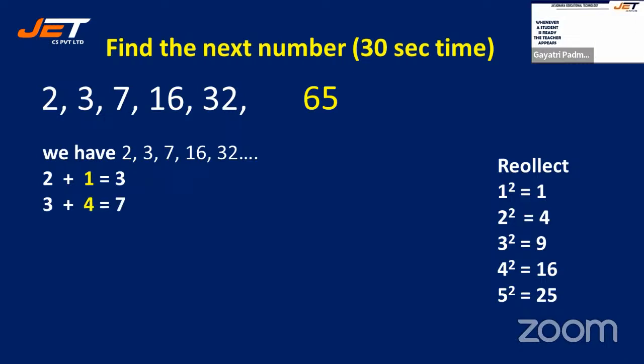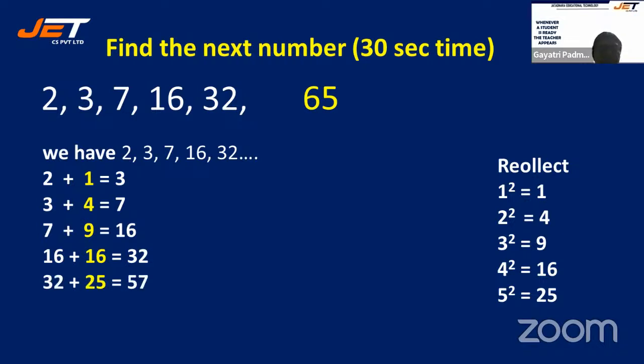Right. Next, from 3, if you add what, you will get 7? If you add 4, you will get 7. Next, from 7, what if you add, you will get 16? If you add 9, you will get 16. Next, from 16, if you add 16, you will get 32. Isn't it? Next, from 32, if you add 25, you will get 57.